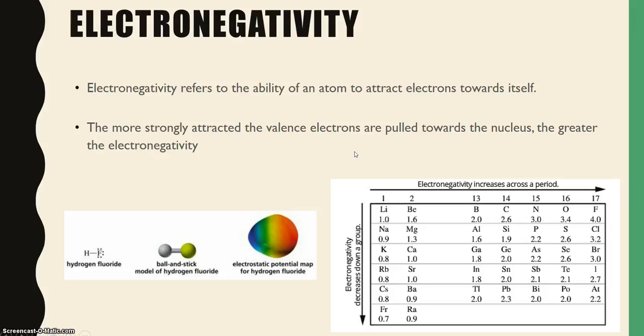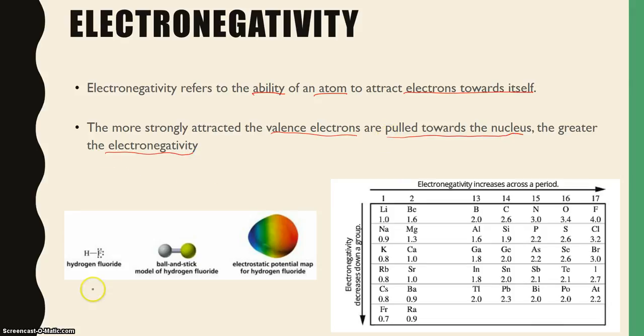Electronegativity. Now this explains core charge and works on core charge a little bit too. Electronegativity refers to the ability of an atom to attract electrons towards itself. So the more strongly attracted the valence electrons are in that atom, the closer they are pulled to the nucleus and the greater the electronegativity.